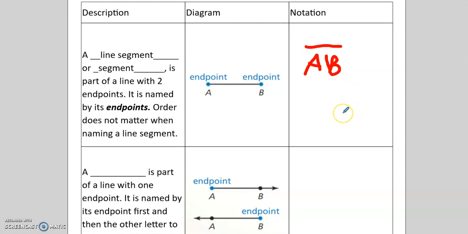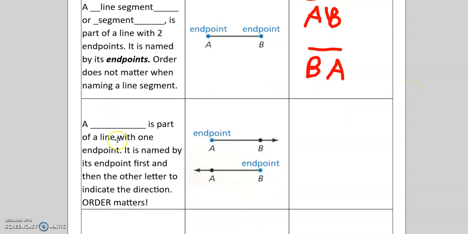And now my notation is just a line segment over top. Straight line, no arrows. Okay? That's how I know it is a segment and not a line. So, AB or BA with just a line segment on top, no arrows.